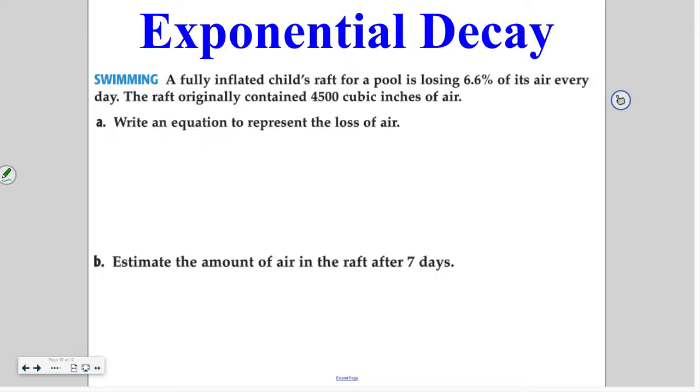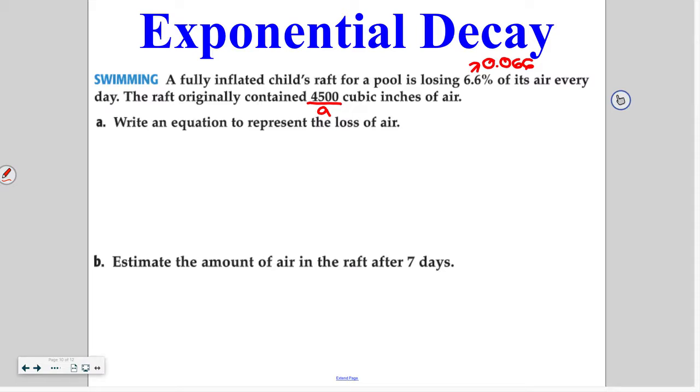So very similar. The only thing that changes between growth and decay is whether it is adding or subtracting in the middle. So a fully inflated child's raft for a pool is losing 6.6% of its air every day. The raft originally contained 4,500 cubic inches of air. So breaking this down, 4,500 being our initial value, 6.6% being turned into a decimal for our equation purposes.